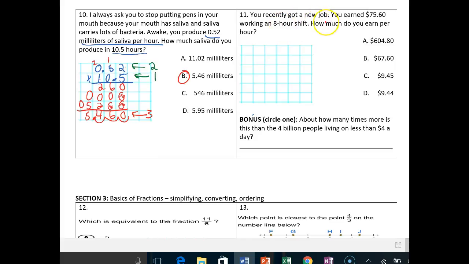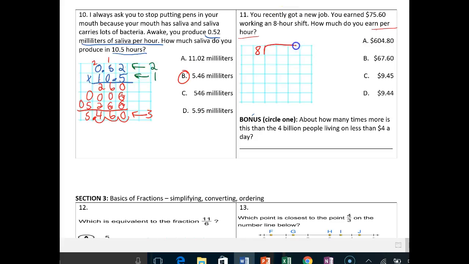You recently got a new job, you earned $75.60 working an 8-hour shift. How much do you earn per hour? I want to find out how much you make in 1 hour, per hour, right? This is a division problem. If I told you this is how much you make in 8 hours, to find out how much you make in 1 hour, you would just take this number and divide it by 8. So that's what we're going to do.